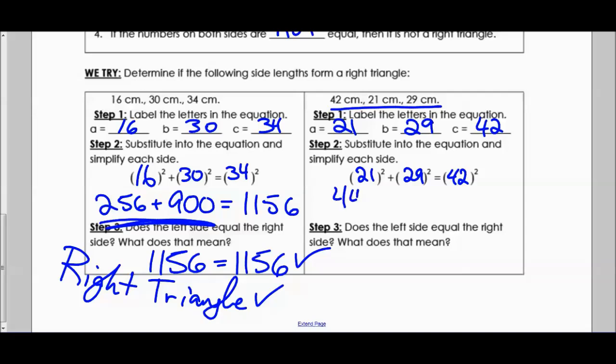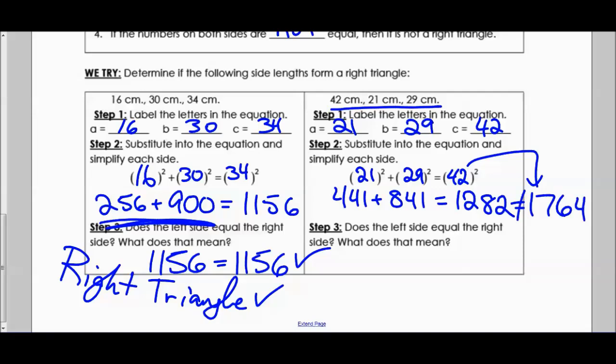21 squared is 441. 29 squared is 841. We add those together, and we get 1,282. We want to see if this is the exact same number. 42 squared is 1,764. Was not the same. Not a right triangle.